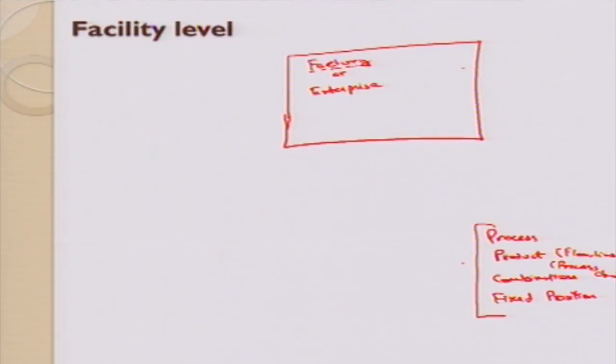So we are more concerned about the flow line and process chain here. At facility level, a facility can have any kind of these layouts.